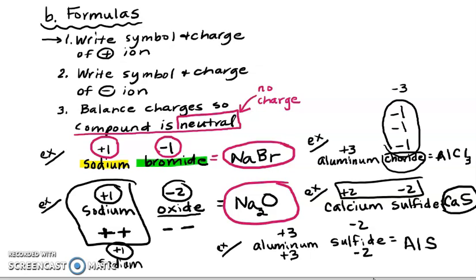What's my total positive charge here? 3 and 3 is 6. My total negative charge is 4. I just need 1 more sulfide. Now I have 6 positives and 6 negatives. So how many aluminums do I have? I have 2 aluminums. How many sulfides do I have? 3 sulfides. And there is my formula. The other thing you're going to notice is I don't write positives or negatives for these numbers. They are just numbers without a positive or negative next to them, okay?